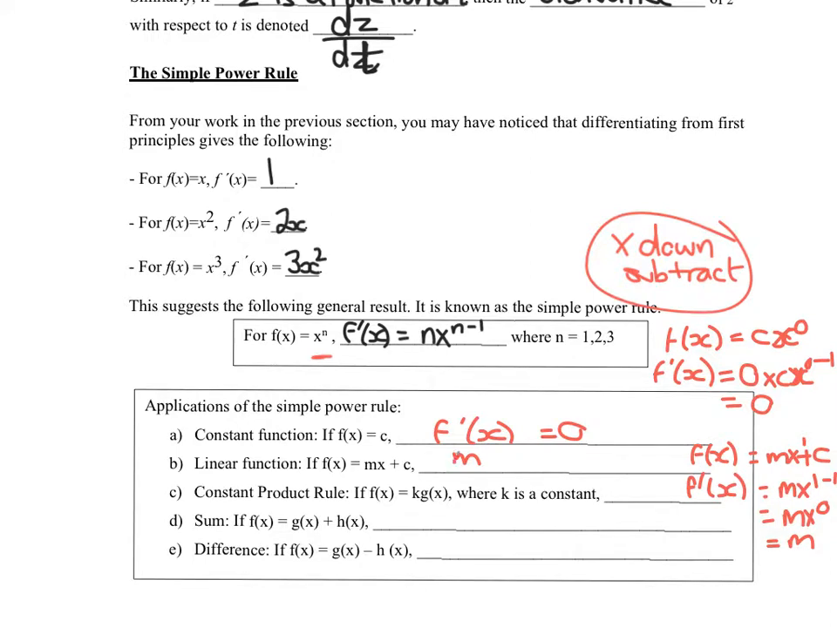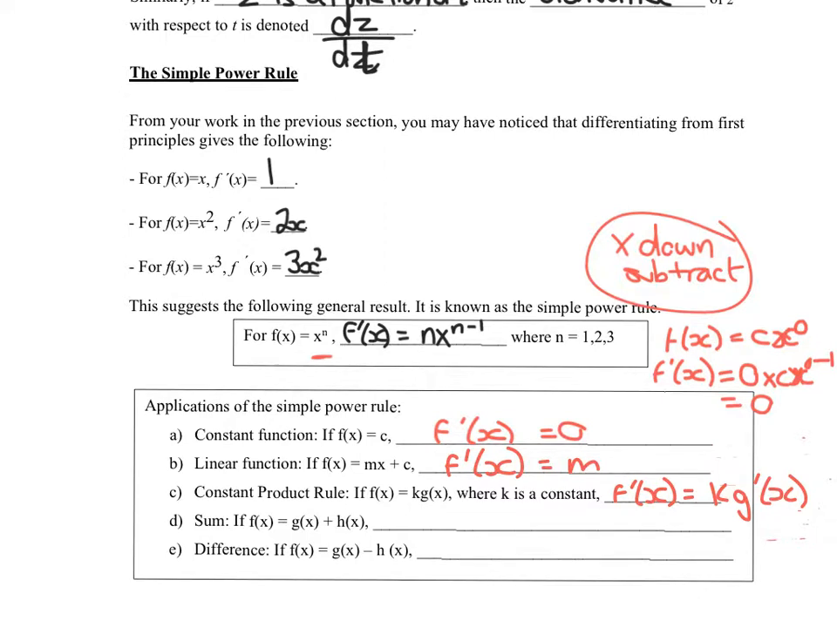Now we have something called the constant product rule. So if we've got a number out the front, so we've got just a number multiplied by a function, f dash of x would just equal k times g dash of x. So if the function is written as a multiple of another function, the derivative is the same multiple times by the derivative of that other function.